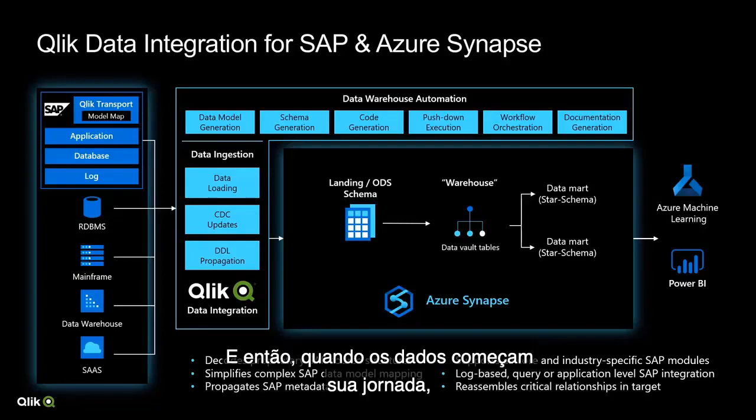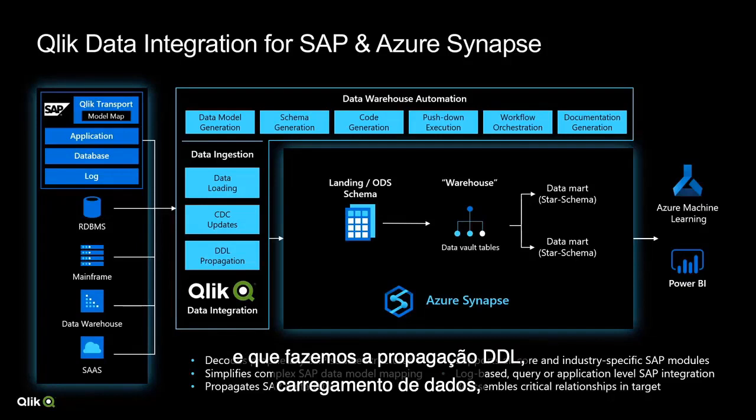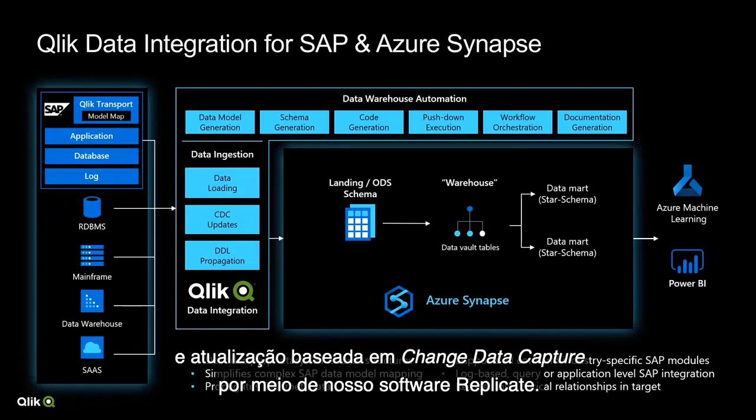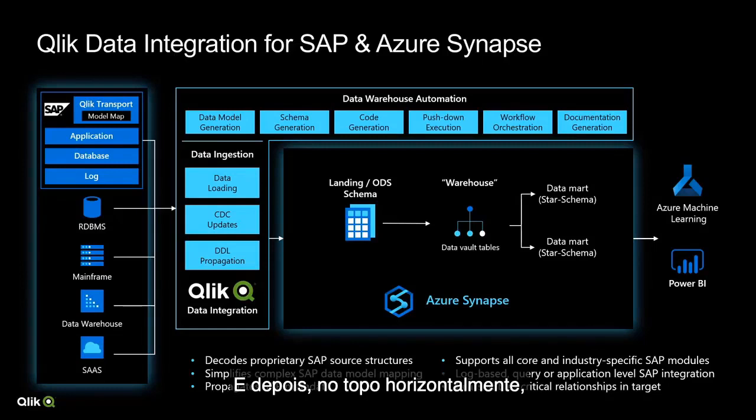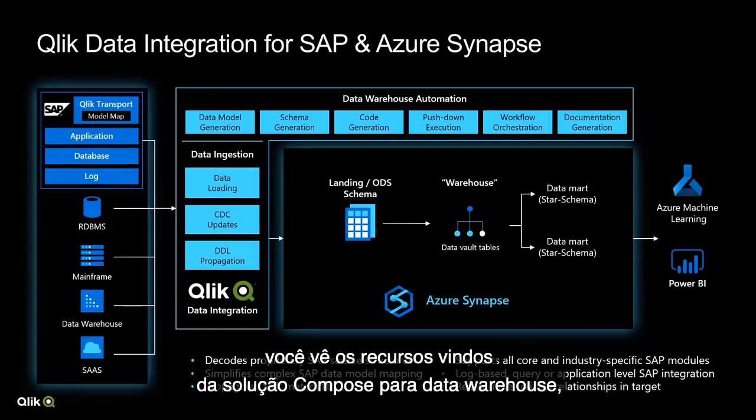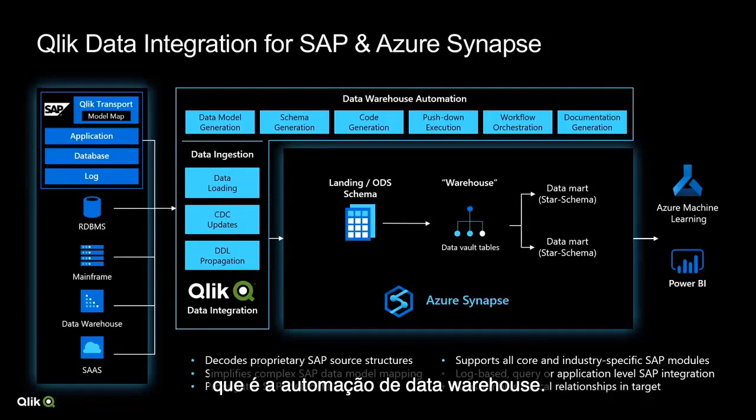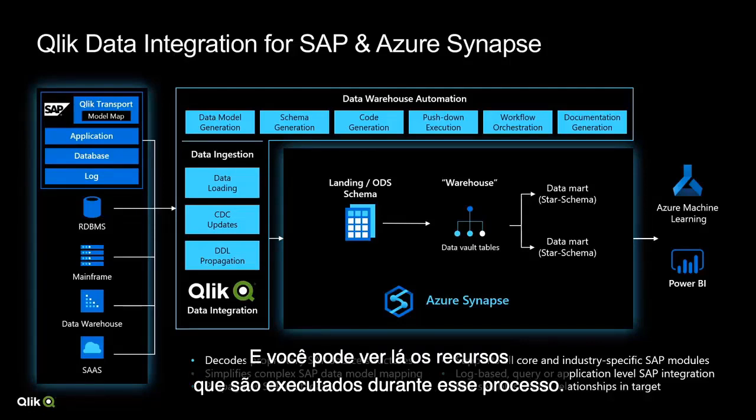And then once the data begins its journey, you see it vertically represented on the left in that we do the DDL propagation, data loading, and change data capture updates through our Replicate software. And then across the top horizontally, you see the features that you get out of our Compose for Data Warehouse solution, which is the data warehouse automation. And you can see there the features that execute during that process.